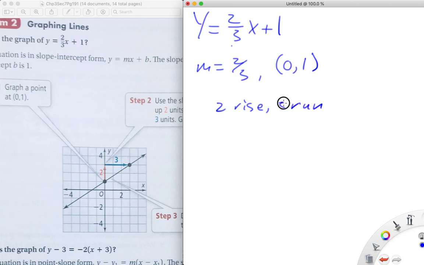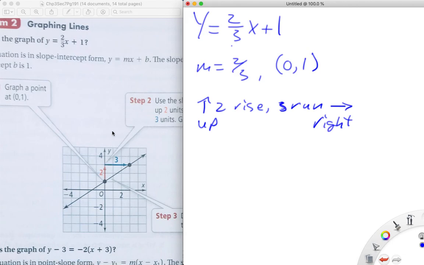Since they're both positive, I'm going to go up 2 and I'm going to go to the right 3. So if I start at my starting point, which is my y-intercept, that would be 0, 1. Since my slope is 2/3, I'm going to go up 2, boom, boom, and to the right 3, boom, boom, boom. Connect the dots, and I have enough information for my line.